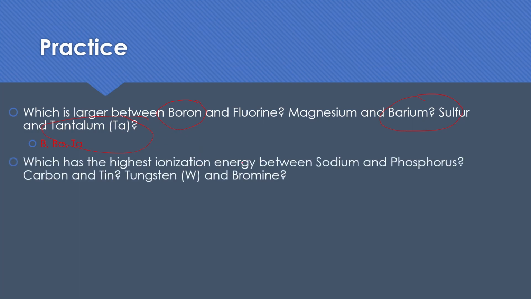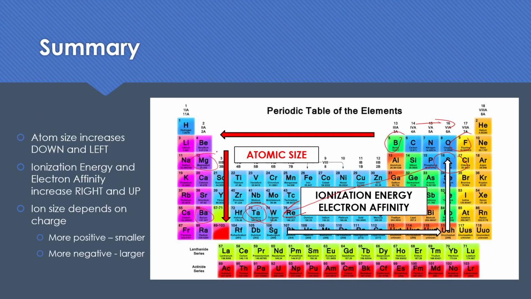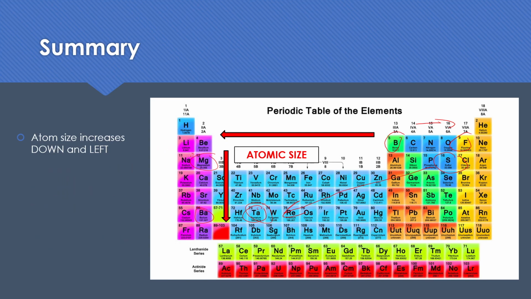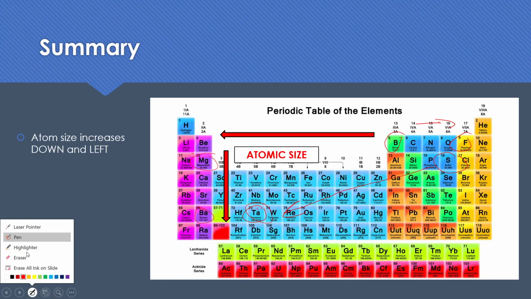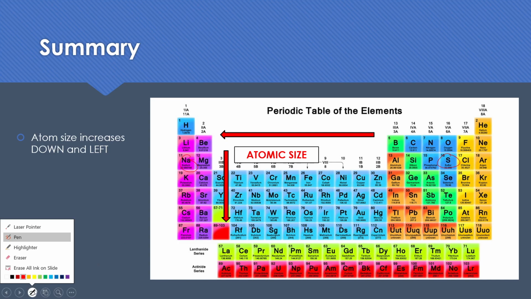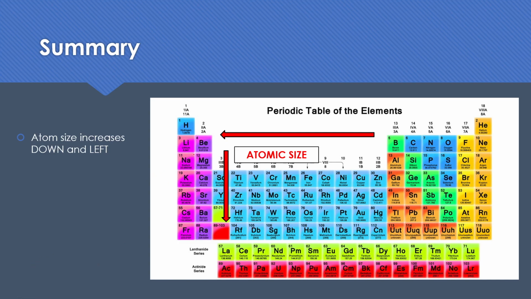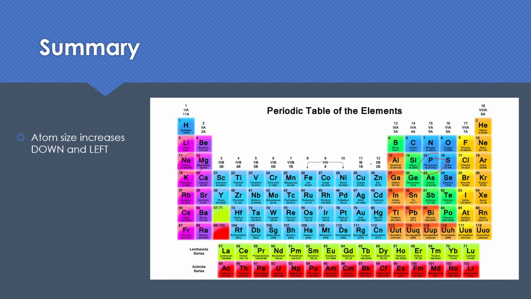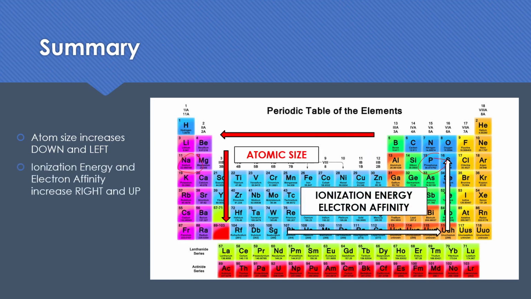Which has the highest ionization energy between sodium and phosphorus, carbon and tin, tungsten and bromine? So sodium here and phosphorus there. Sodium is to the left of phosphorus, right? So phosphorus has higher ionization energy and electron affinity.